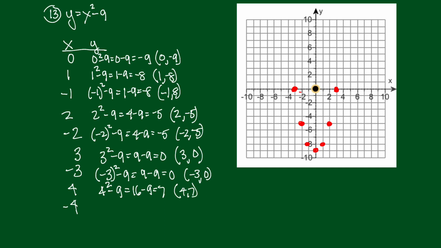And then put the negative 4 in. Negative 4 squared minus 9. Still 16 minus 9. 7. So it gives us to the left 4, up 7. Let's plot those 2 points.